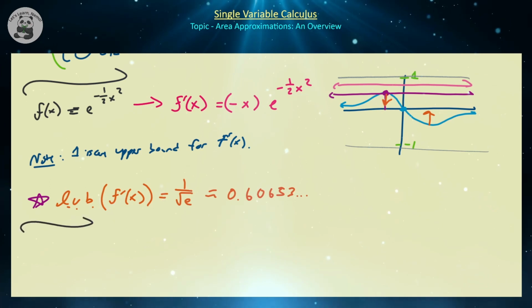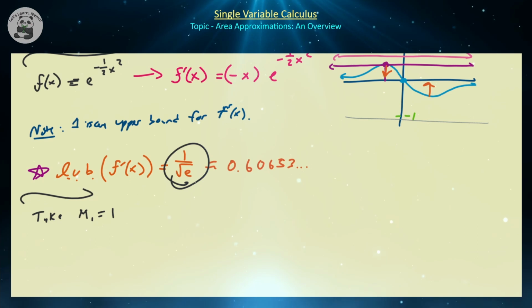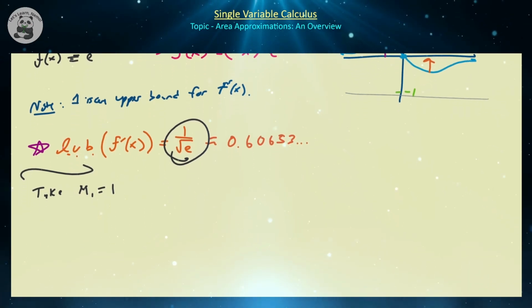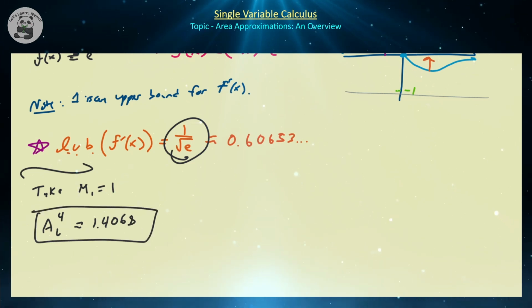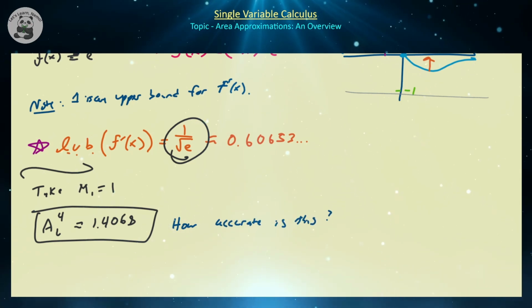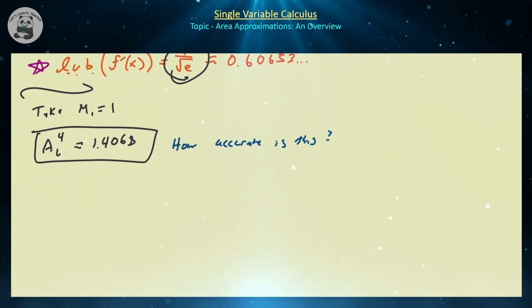So let's just take m1 to be equal to 1, or if you know the least upper bound, take m1 to be 1 over the square root of e. So we already know that our 4-rectangle left-hand approximation is approximately equal to 1.4068. If we do not know the actual area, we need to answer the question, how accurate is this? Because we don't know, at least generally speaking, what this true area is.